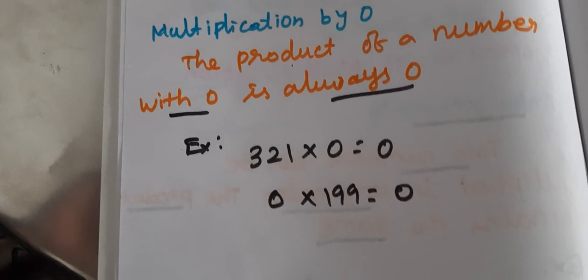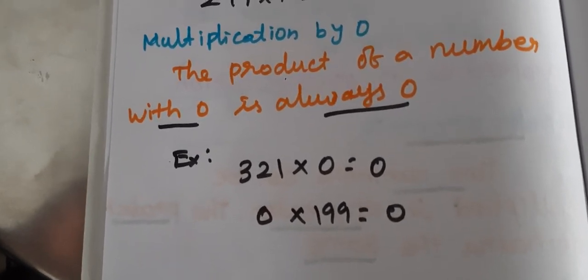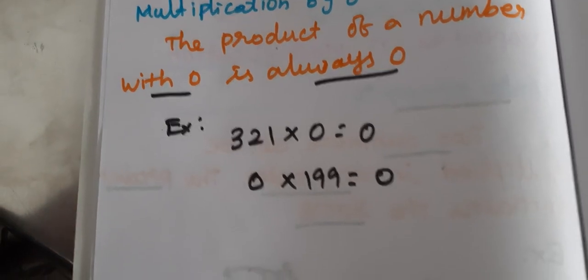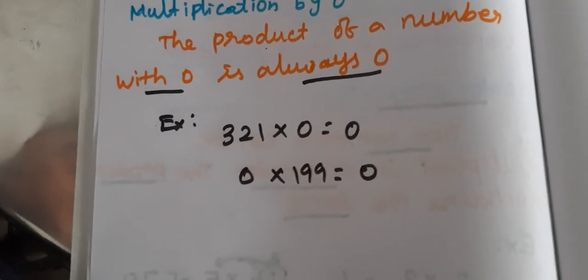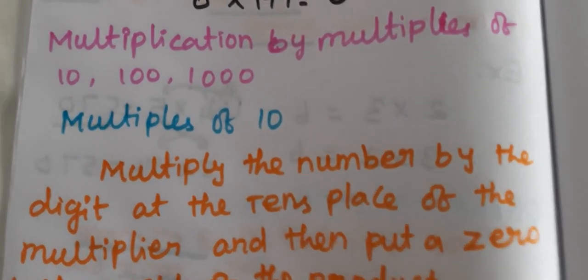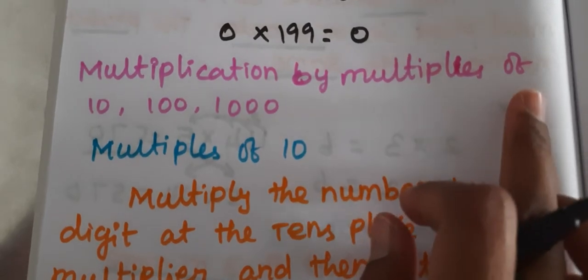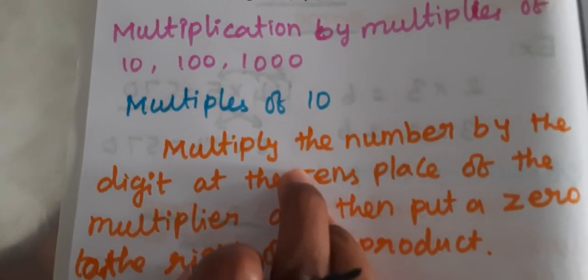Okay, next we move to the next one. So multiplication by multiples of 10, 100 and 1000. Are you ready to listen to the next topic? Yeah. So this is the next topic. Multiplication by multiples of 10, 100, 1000. First we see the multiples of 10.